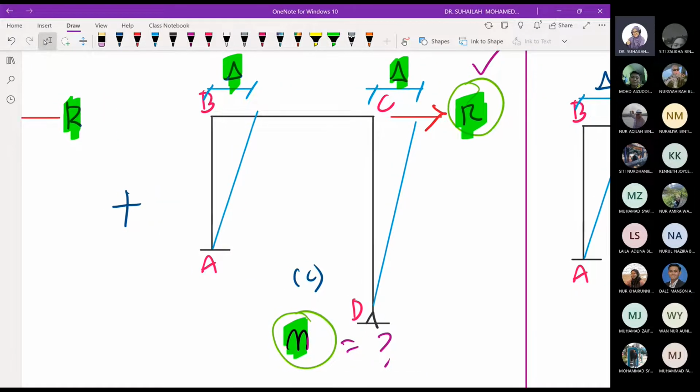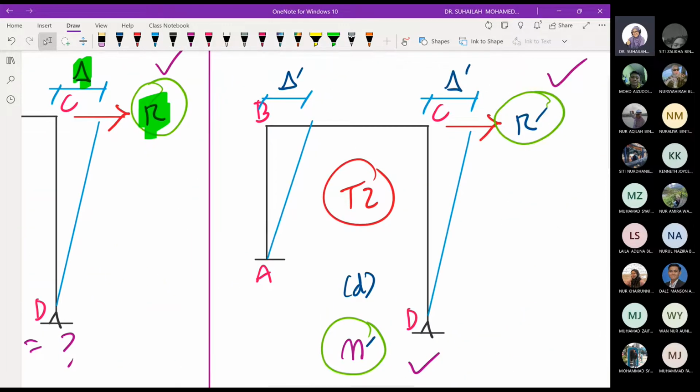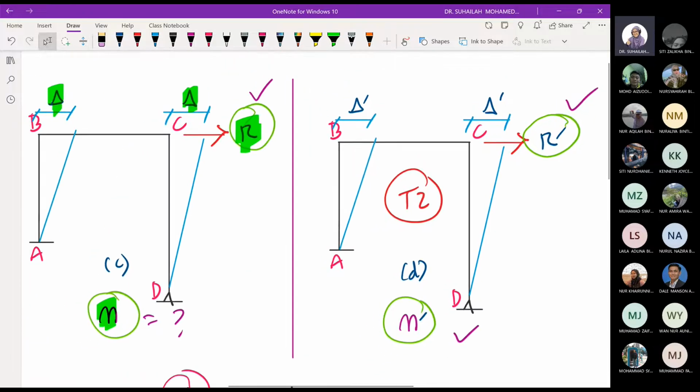Because in diagram C, we cannot directly calculate moment, what we should do next is to introduce another frame diagram, which is proportional. This diagram C and diagram D are the same diagram, proportional. So we have to draw another diagram, but this diagram is subjected to R prime, and due to R prime, there will be delta prime at position B, and at position C, it is a horizontal displacement because we have to refer to the column.